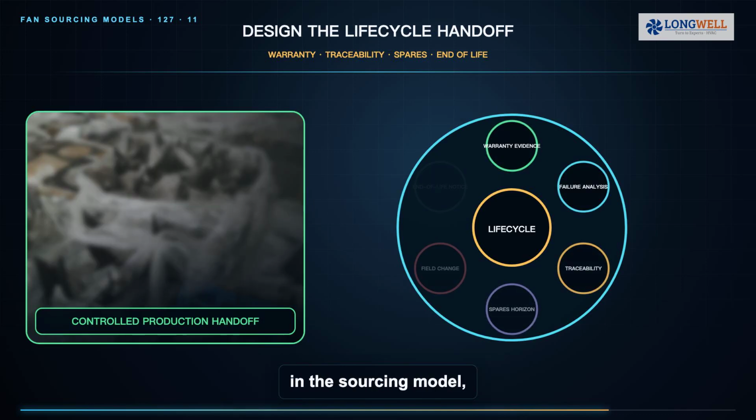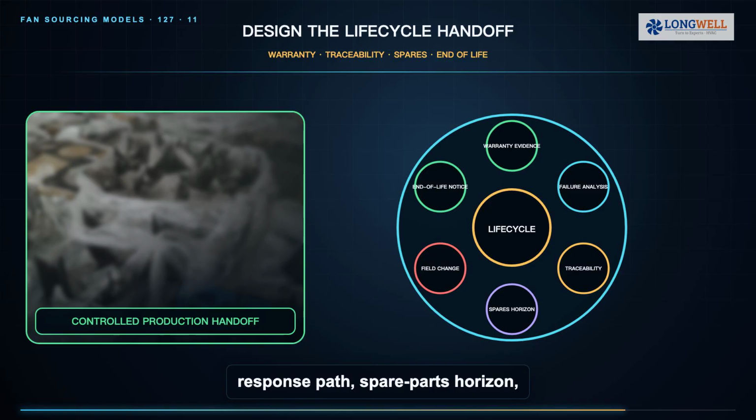After-sales responsibility belongs in the sourcing model, not in a later email. Define warranty evidence, failure analysis ownership, response path, spare parts horizon, repair versus replacement rules, serial or batch traceability, field change authority, and end-of-life notice. Also define what happens if the supplier, tool, component, or regulation changes. The strongest agreement is not the longest, it is the one that leaves no critical handoff dependent on memory.